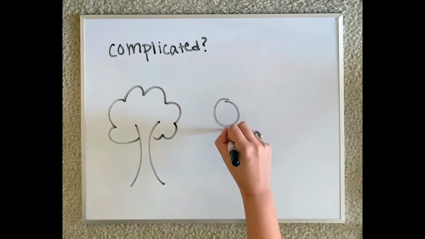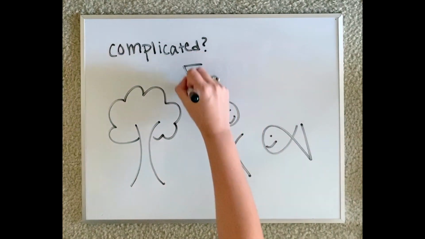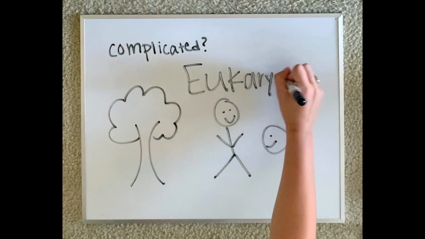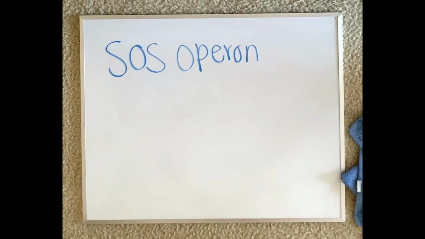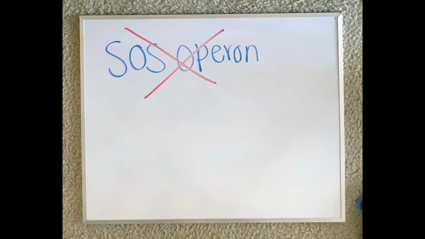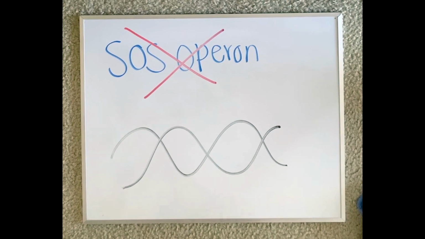Or people? Or even your pet fish? Now we'll discuss how eukaryotes deal with DNA damage. If you've been paying attention, you might wonder, why can't we just use the SOS operon? This is because eukaryotes don't have operons. Our genes can only be transcribed and translated one at a time. So what does that mean when our DNA breaks?